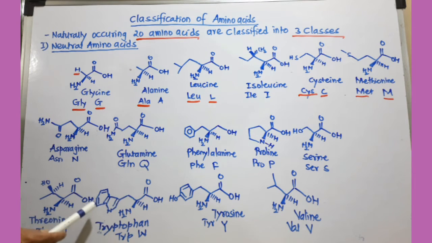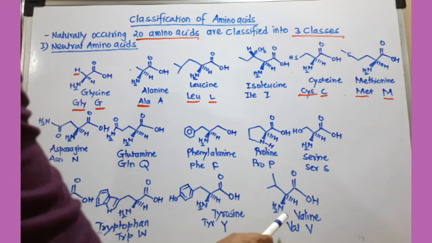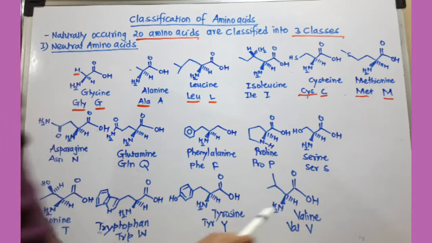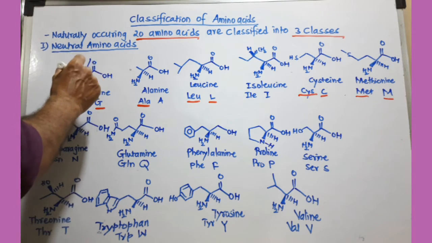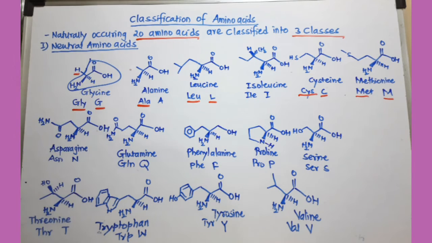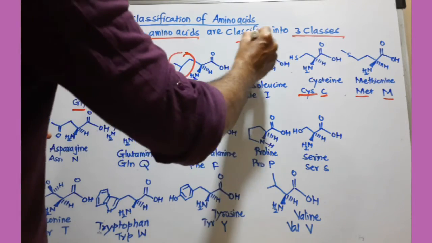This group is there, TRP and W. Then tyrosine, this group is there. Tyrosine, actually this part is common for all. Tyrosine, TYR and Y, and valine, VAL and V. So in all these amino acids, this part is common, only this portion is different.